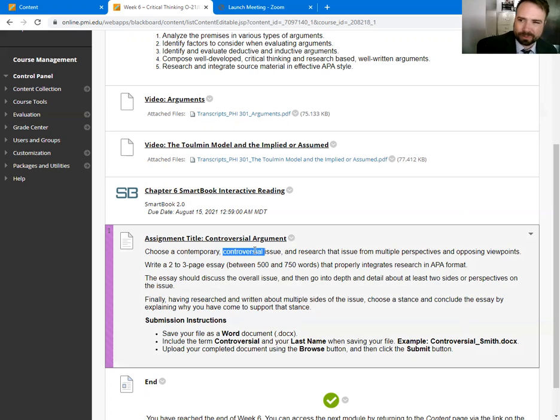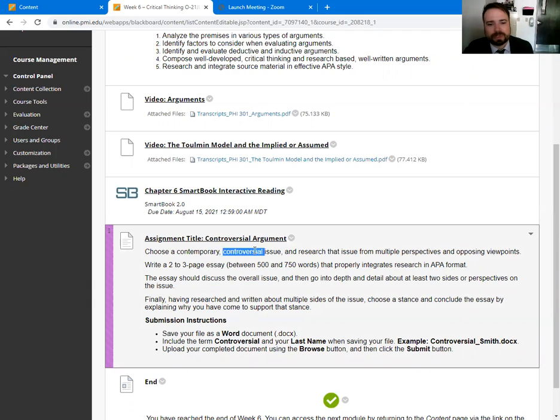If there's not really more than one side, or it's only controversial because a very small group of people think opposite of the majority, that's not really a controversial issue. So make sure it is a truly controversial topic. You then need to research that issue from multiple perspectives and opposing viewpoints. So similar to the red versus blue assignment we did last week? No, week before. Yeah, week before.